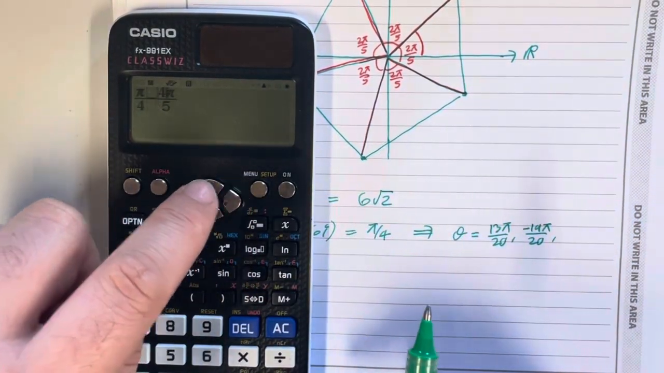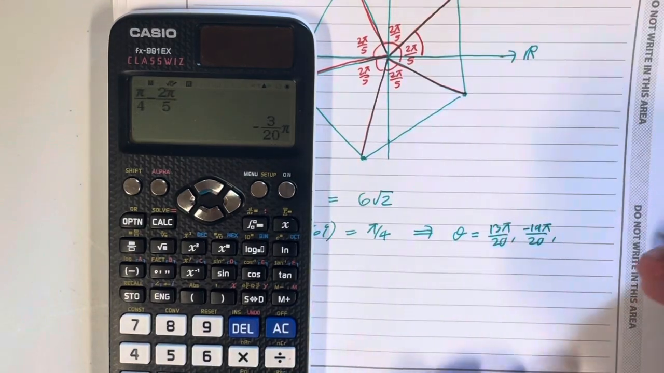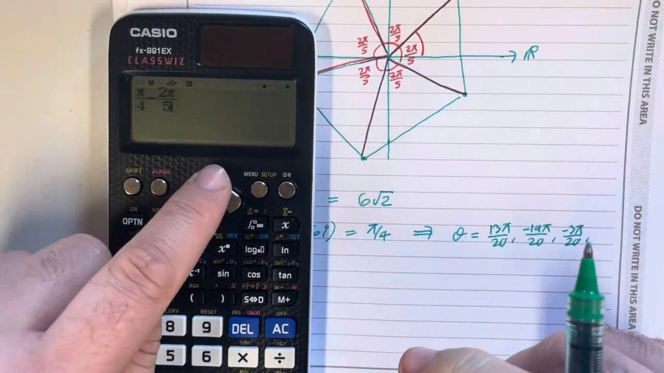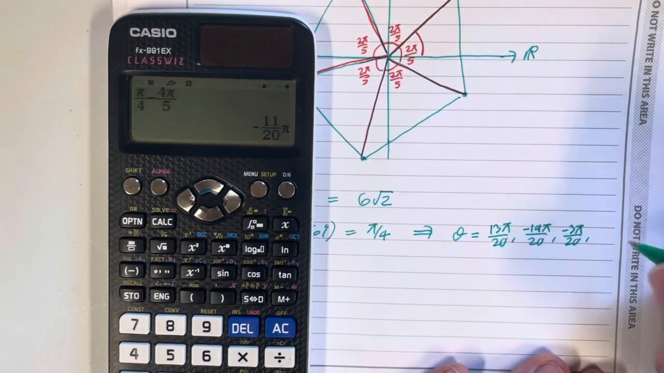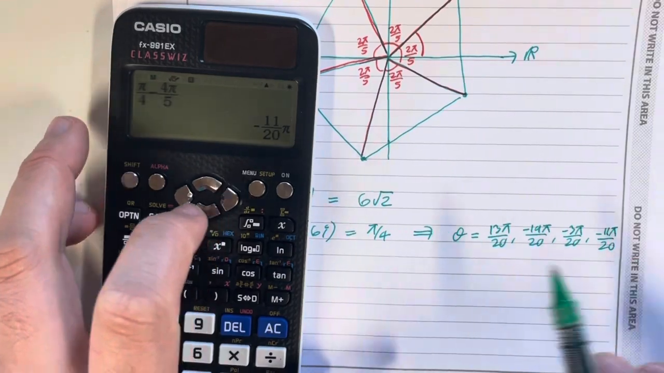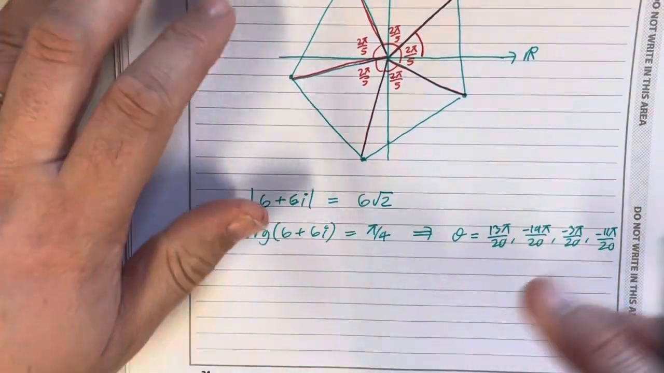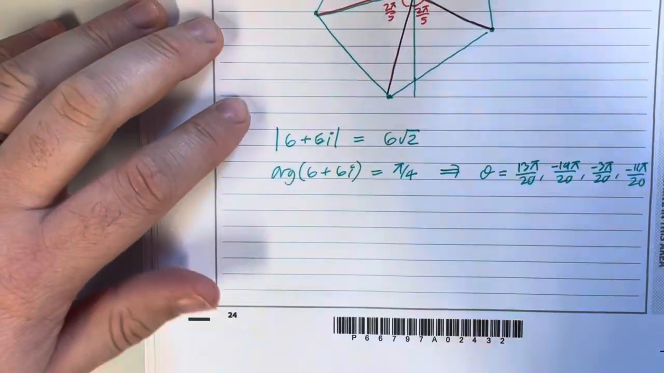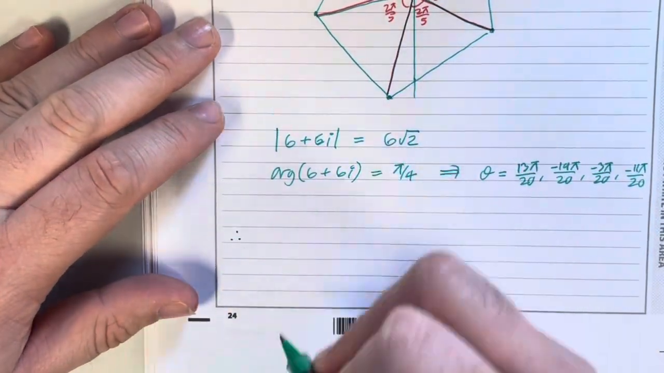If I subtract 2 pi, I get minus 3 pi on 20, and the other one, if I subtract 4 pi, is minus 11 pi on 20. So those are my other 4 arguments, and all of them will have the same modulus. So once the answers are in the form r e to the i theta, I'm just going to list them out.